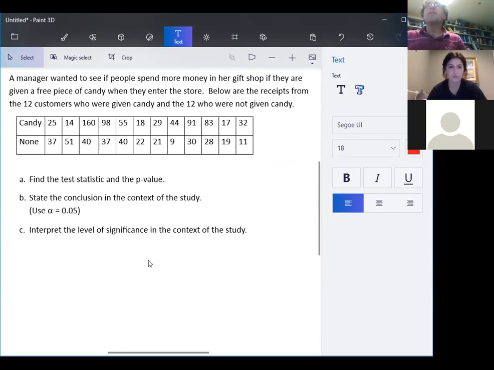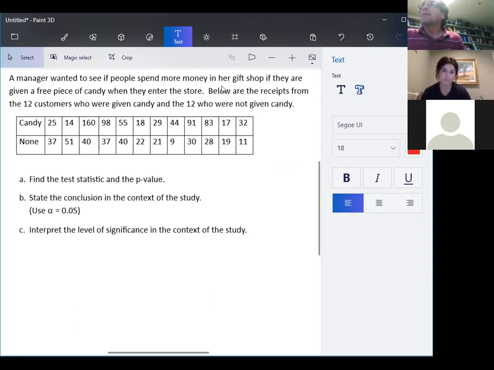Okay, so in this one, a manager wanted to see if people spend more money in her gift shop if they are given a free piece of candy when they enter the store. Sounds like an important thing in business, right? Okay, if it works, then you're getting better customers and getting more money. If it doesn't work, you're wasting money on candy. Right? There's no such thing as a free piece of candy. You get it, but then you spend more. Okay, I don't know if you've ever been to a store where they gave you free food. Sometimes market, sometimes little gift shops, whatever.